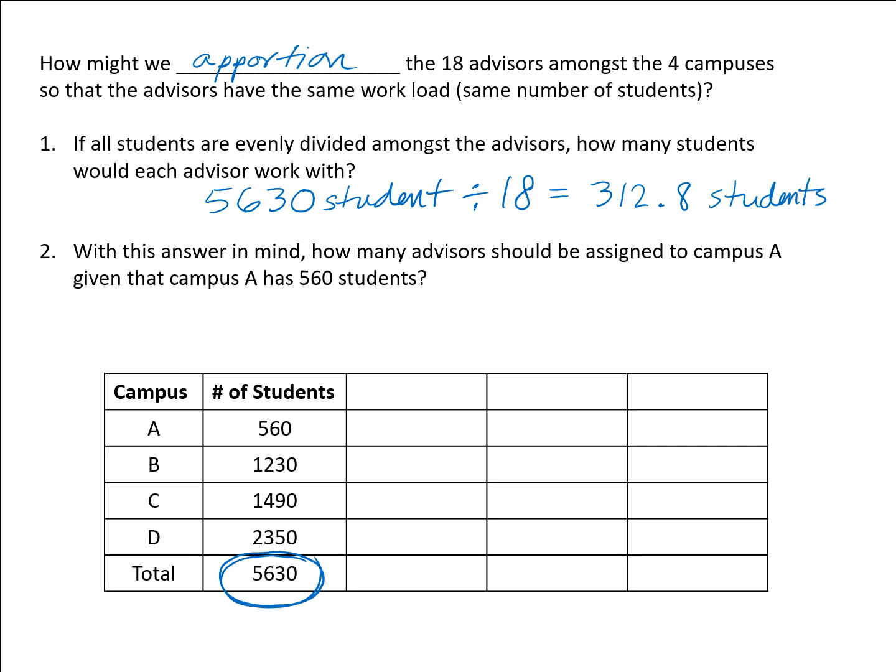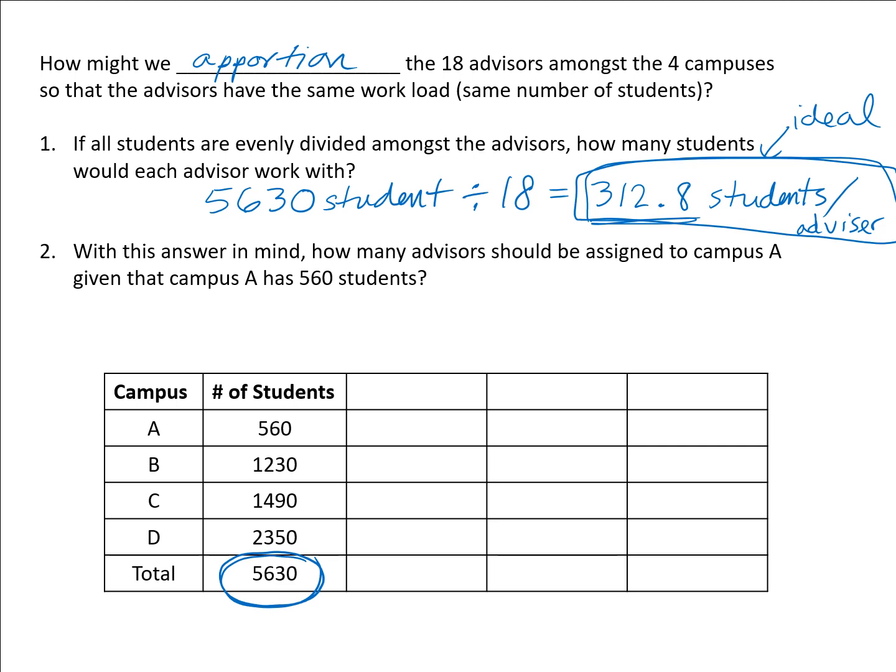So if we wanted it to be an even workload for every advisor, they would serve 312.8 students. Now, obviously, the 0.8 is, we can't have a 0.8 student, but let's leave the decimal there temporarily, because this is our ideal number, but it's not what we could really do in the real world. It would be our ideal. So let's think about how we would use this ideal number to split up the 18 advisors amongst the campuses.